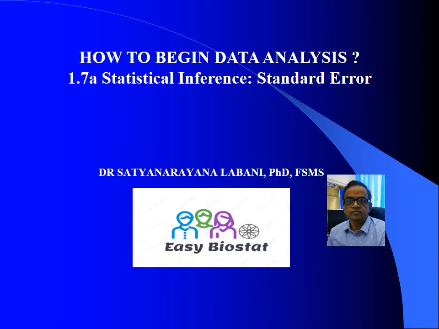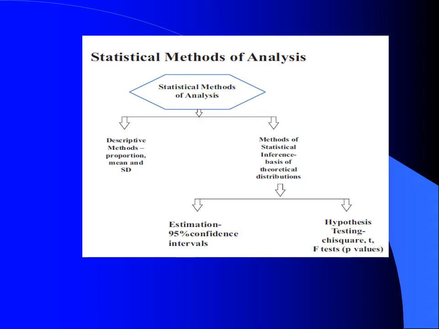In statistical inference, we will be covering a very important aspect called standard error, which is useful for both estimation and test of hypothesis. We know that statistical methods have two arms. One is descriptive, such as mean, SD, and proportion computations, and on the other hand, statistical inference. Again, statistical inference has two arms. One is estimation and the other is the test of hypothesis.